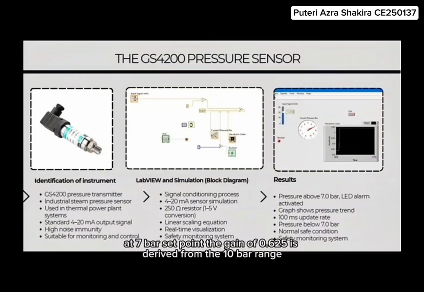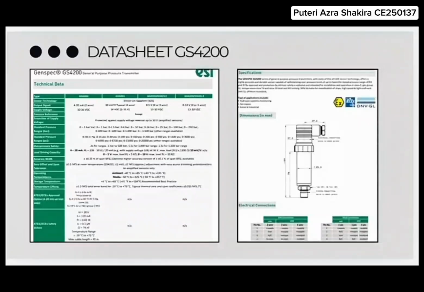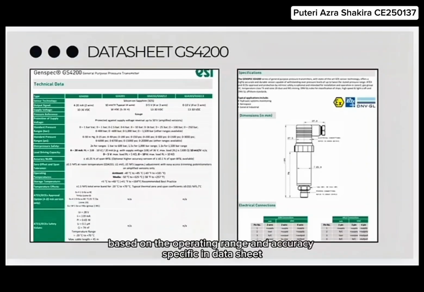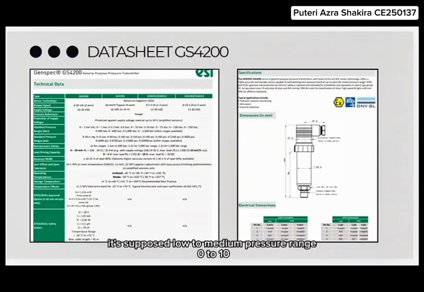The process data is visualized in real time via a vertical pointer slide and a waveform chart. To ensure system safety, a Boolean comparison monitors the pressure against a 7 bar set point. The gain of 0.625 is derived from the 10 bar range divided by the 16 mA span. If the value exceeds this limit, a red LED alarm is triggered immediately to alert the operator.